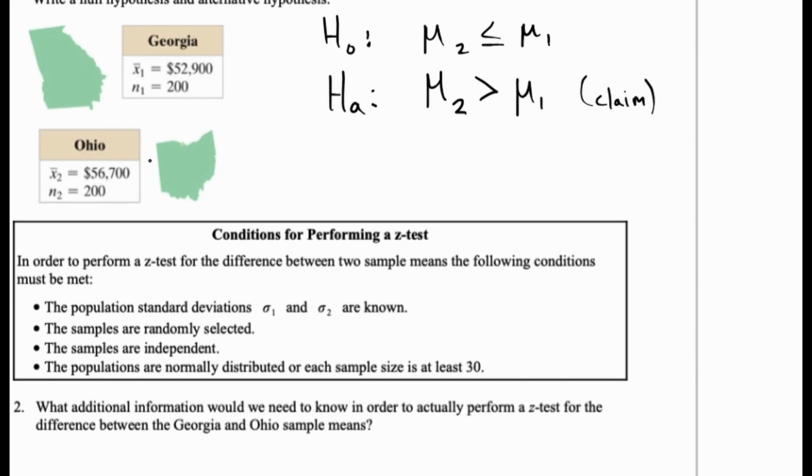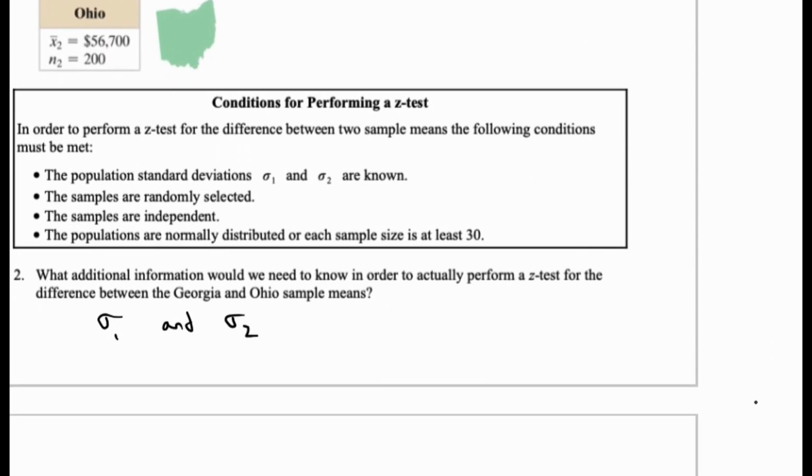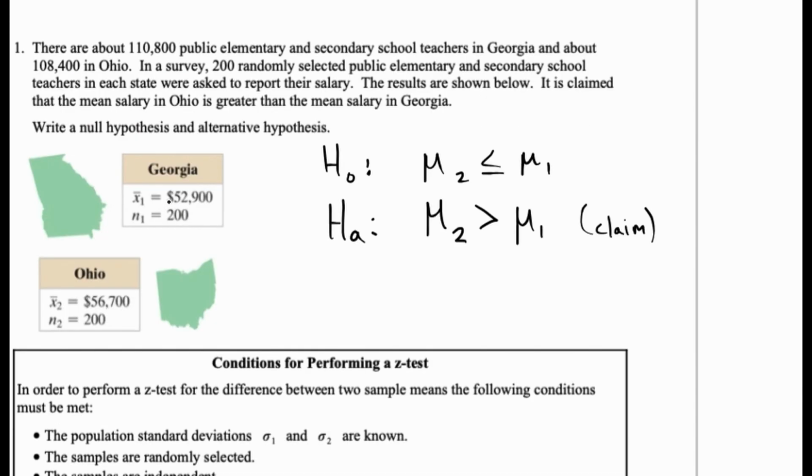The states are totally different populations. But one problem here says, what additional information would we need to know in order to actually perform the z-test? You'd have to know sigma 1 and sigma 2. That was actually never given in the problem above. They gave means, but they didn't give standard deviations.